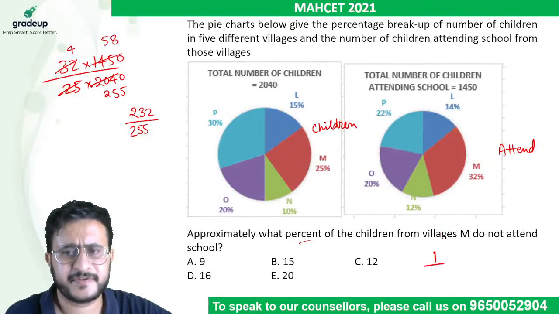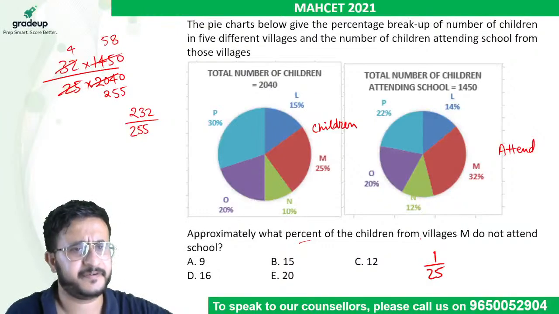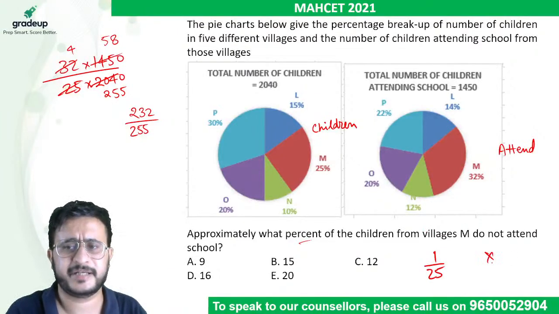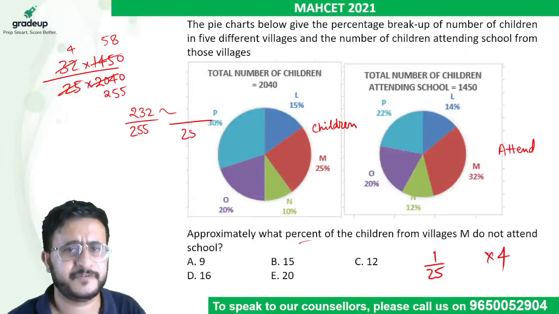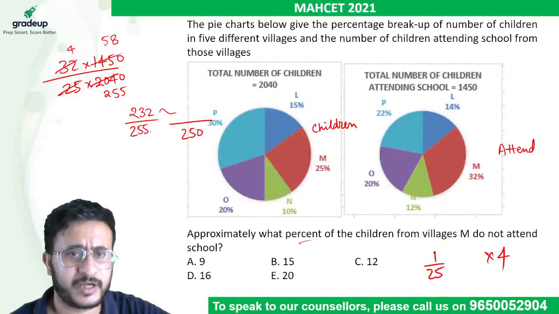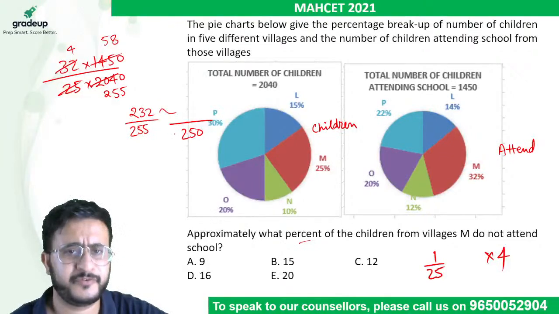Division by 25 is very easy. Whenever you have to divide by 25, do not divide by 25, multiply by 4. So I can divide by 250 easily because what I have to do is multiply by 4. Now I'm reducing it from 255 to 250.